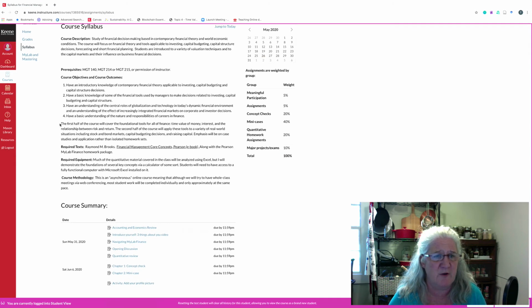The first half of the course will cover the foundational tools for all finance, which include the time value of money, interest in all of its permutations, and the relationship between risk and return. These are just fundamental concepts that you need to understand about finance. And then the second half of the course, we're going to apply those tools to a variety of situations, including potentially stock and bond markets and valuation, capital budgeting, raising capital.